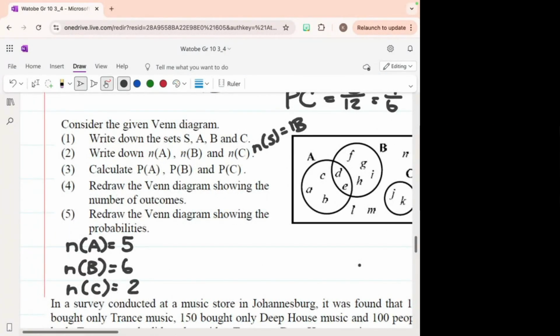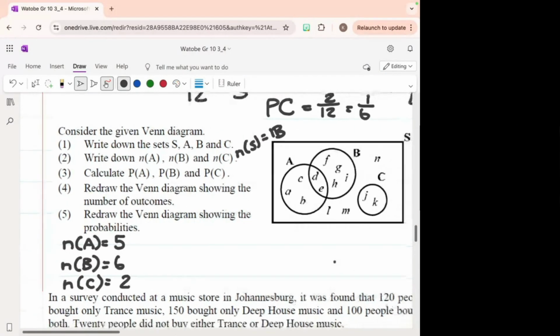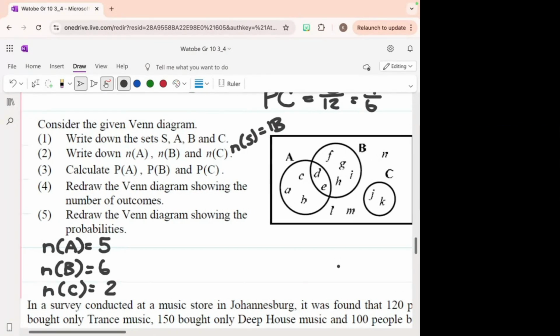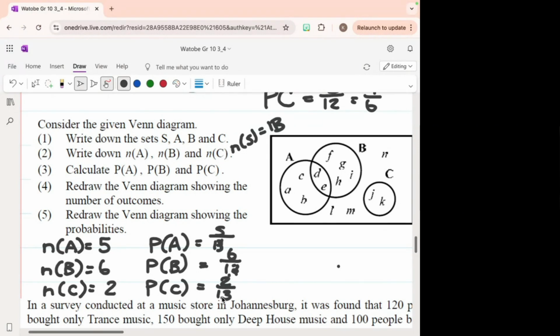Okay, you go do the probabilities for me. You've got the total, you've got the number in each. Go calculate the probability. So probability of A equals 5 over 11, not 11, sorry guys, 13. Probability of B is equal to 6 over 13. And probability of C is equal to 2 over 13.